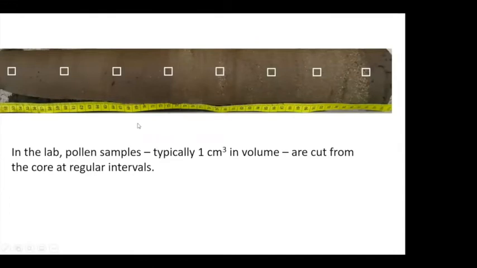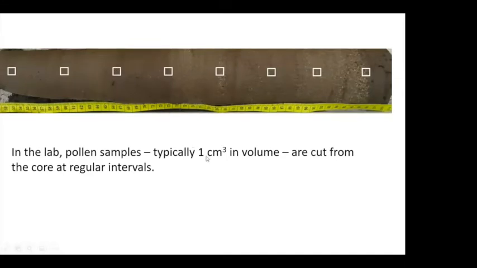So here's just a picture of a sediment core showing the process of subsampling. What we would do in the lab is take regular samples at regular intervals, say 4 or 8 centimeters perhaps. And these are typically just 1 cubic centimeter in volume. So you don't need a lot of sample material to produce a pollen sample.